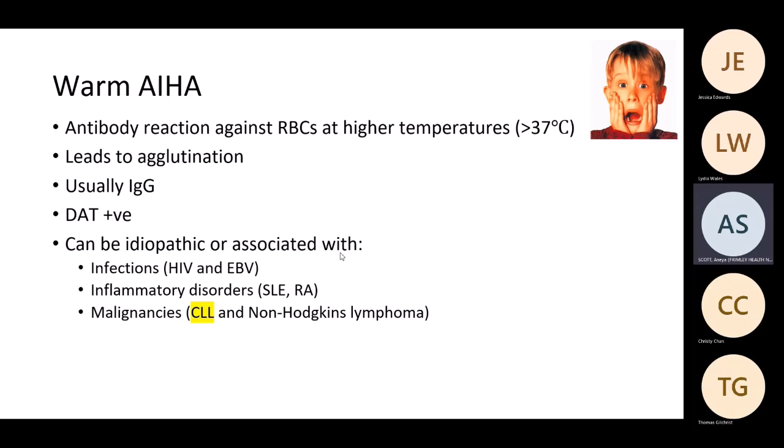And warm AIHA can be idiopathic, or it can be associated with infections like HIV and EBV, or inflammatory disorders like SLE or rheumatoid arthritis, or malignancies. So CLL is the one it's most closely associated with, but also non-Hodgkin's lymphoma.